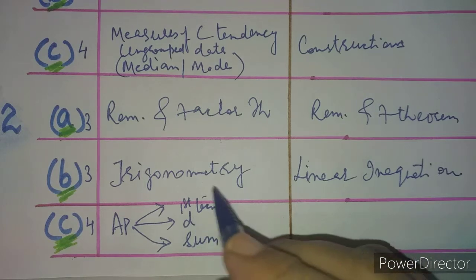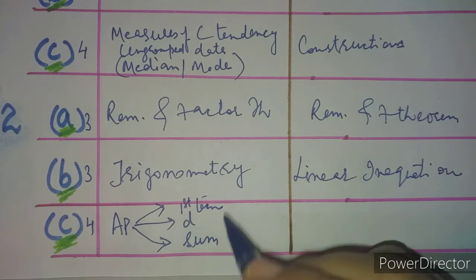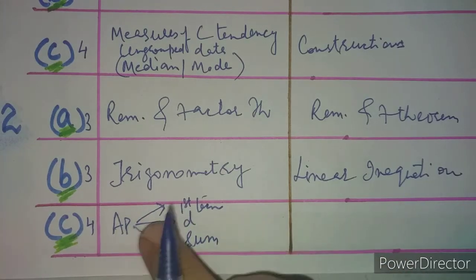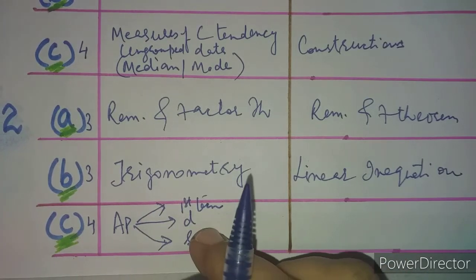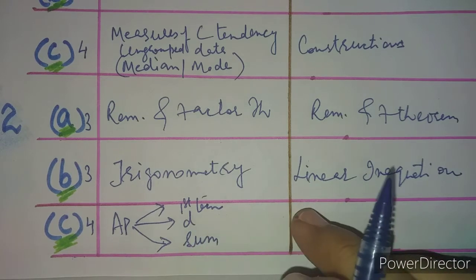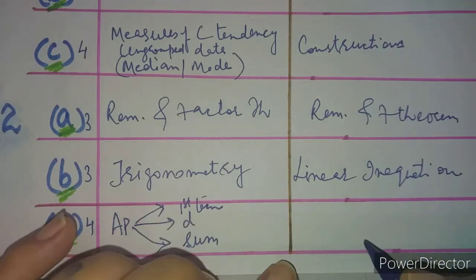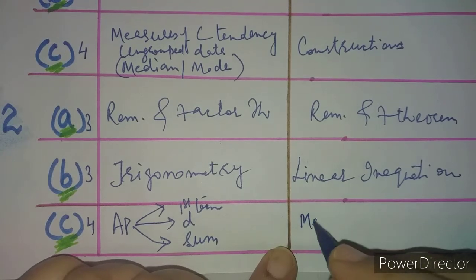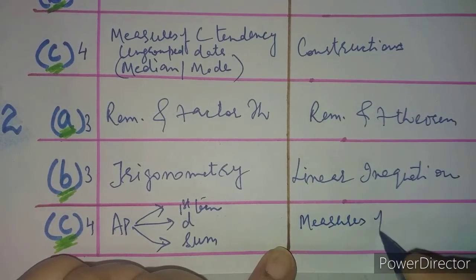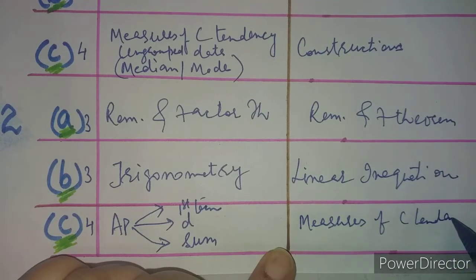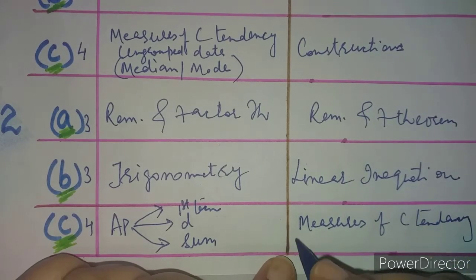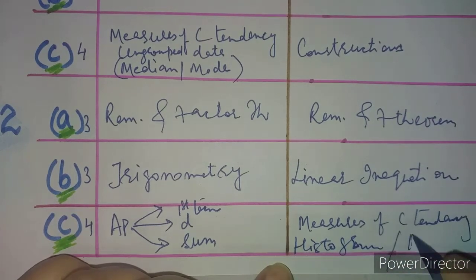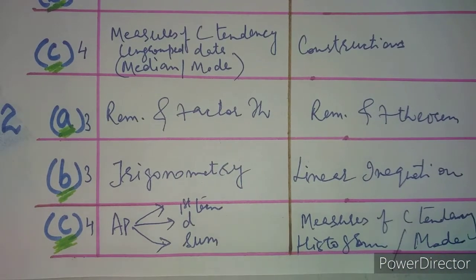So almost everything from AP, whatever the basic concepts were, everything was asked from the chapter of AP. This was a question of 4 marks. And this part was again a question based upon a graph. The question was again from the measures of central tendency, and this time he had asked to draw a histogram and, with the histogram, find the value of mode.